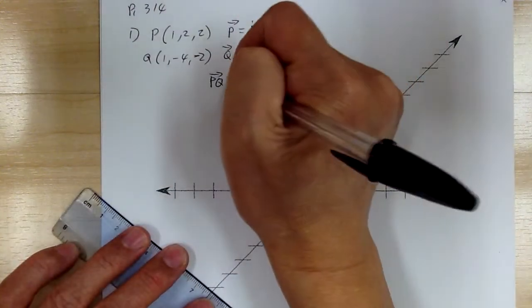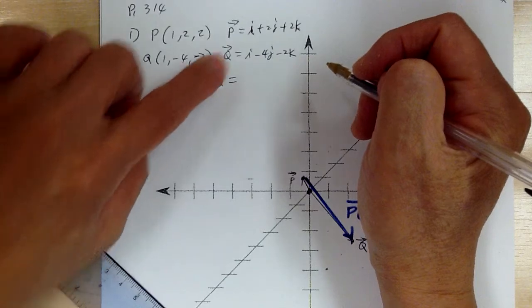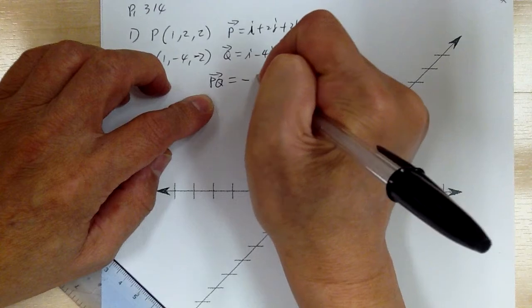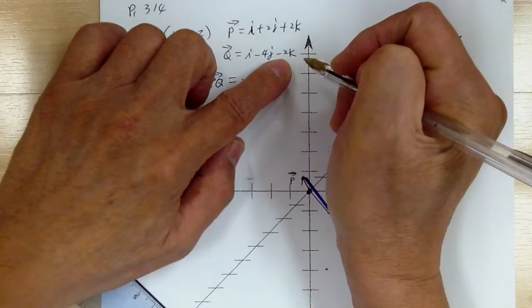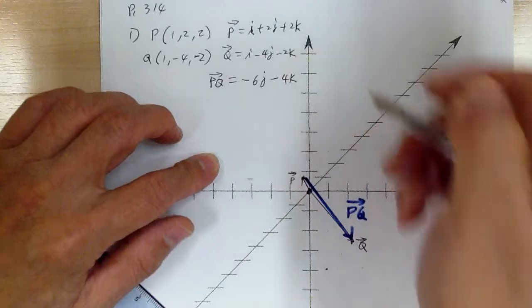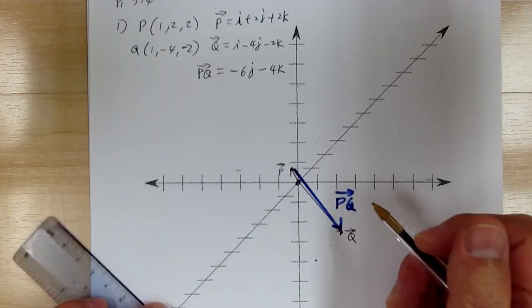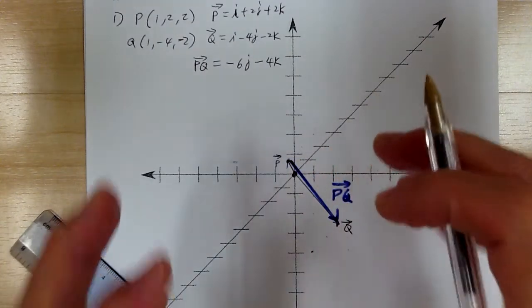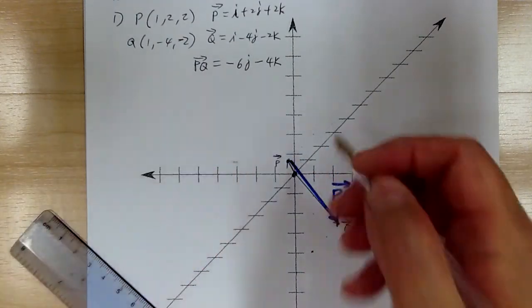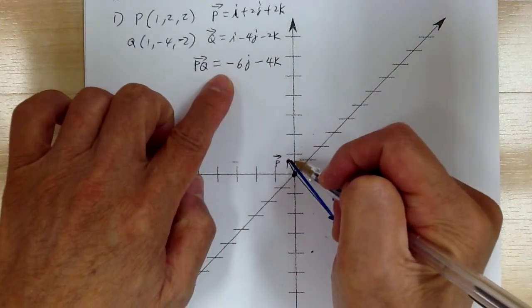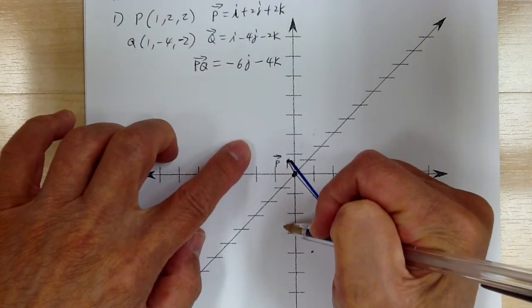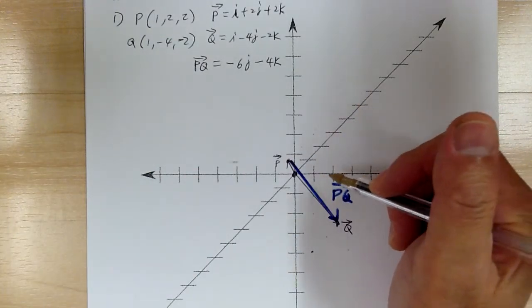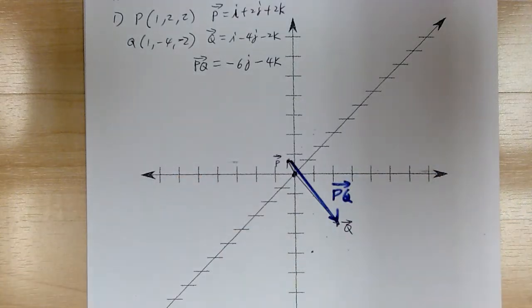And for PQ, from P to Q, you just use the end minus the beginning. So use this minus that. So this gives you 0. This minus that will give you -6j. This minus that gives you -4k. And again, you can check right from here to here. Right now, because it's three-dimensional, it's kind of skewed. So it's kind of hard to see that it's -6 and -4. Okay, so it's a little bit harder to see because it's three-dimensional.